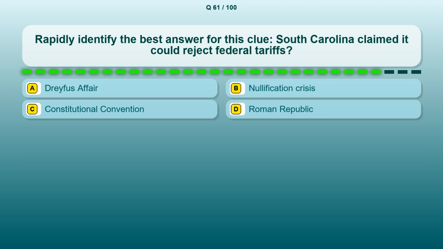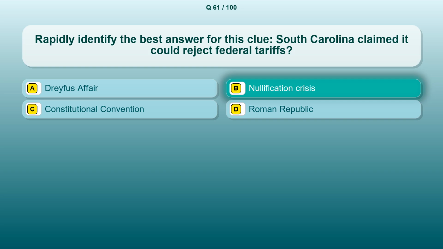Question 61. Rapidly identify the best answer for this clue. South Carolina claimed it could reject federal tariffs. Option A, Dreyfus Affair. Option B, Nullification Crisis. Option C, Constitutional Convention. Option D, Roman Republic.